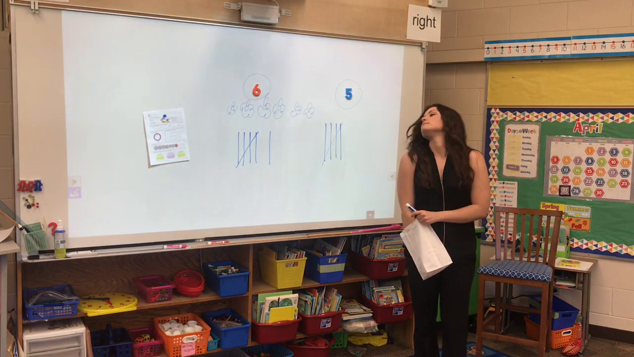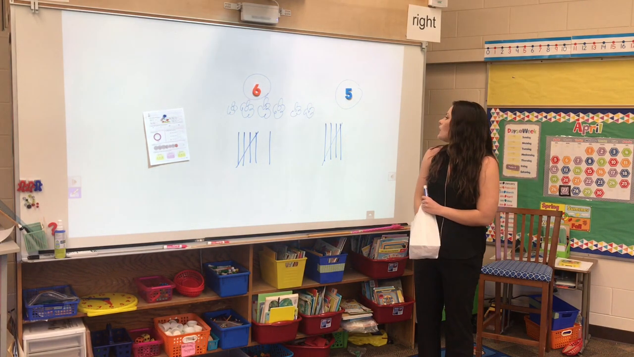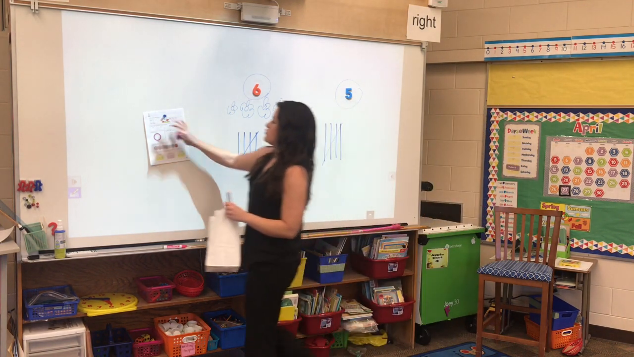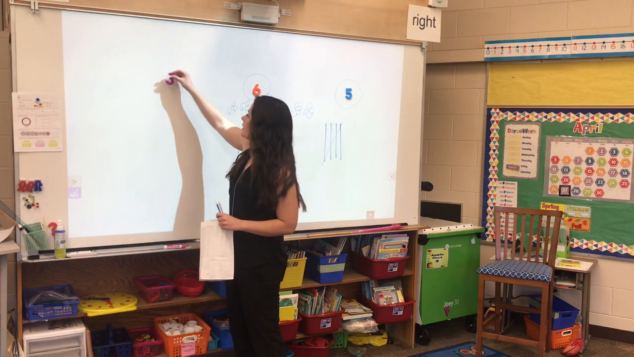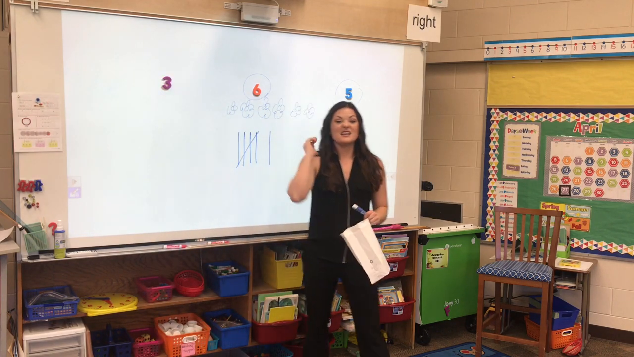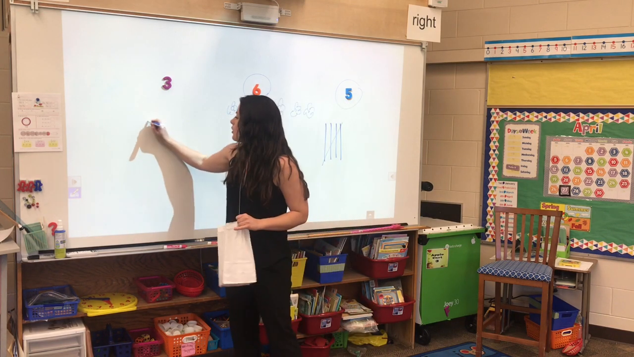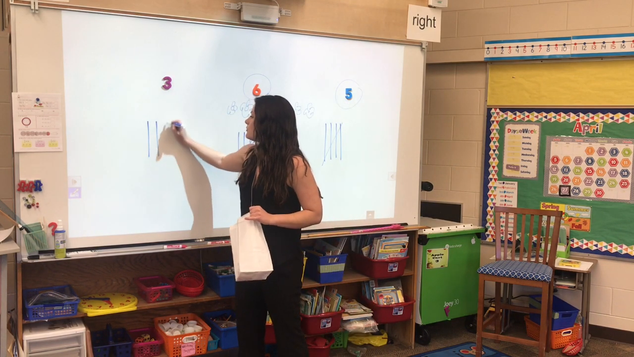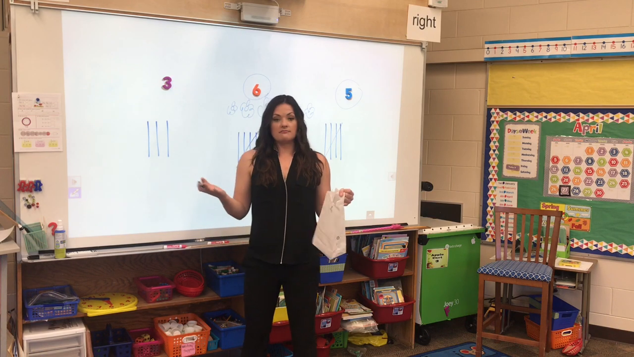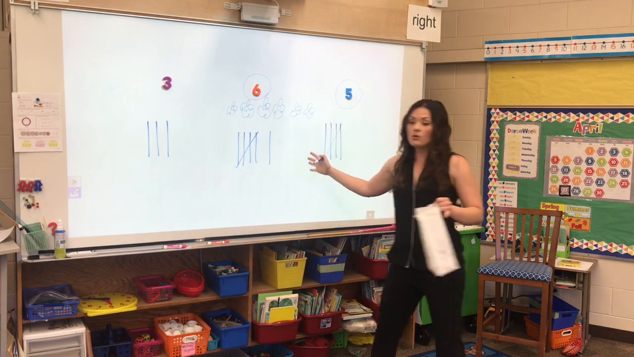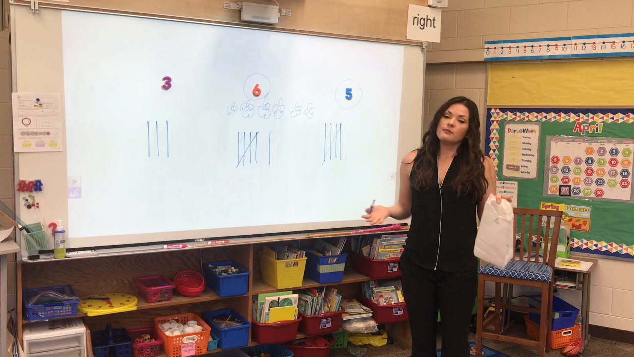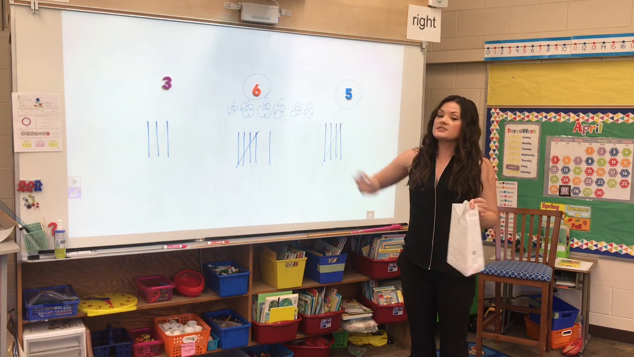Let's try one more. What about our number 3? Okay, let's see just with tally marks. Remember our straight lines. 1, 2, 3. That's it. I don't need to cross. I don't need to add any more on. 3 tally marks straight up and down in a row represents our number 3.